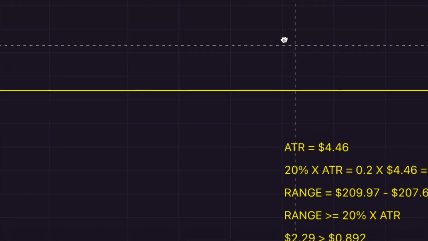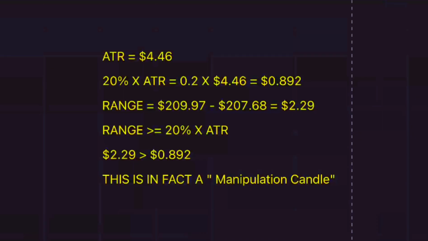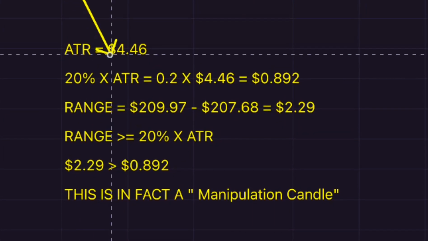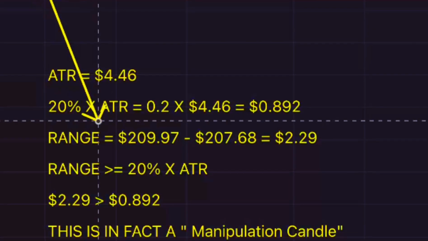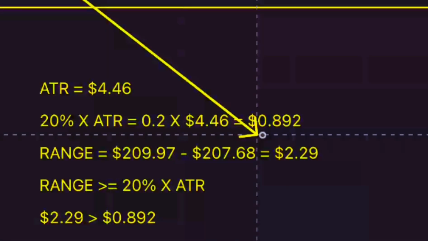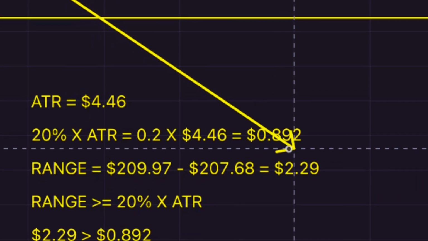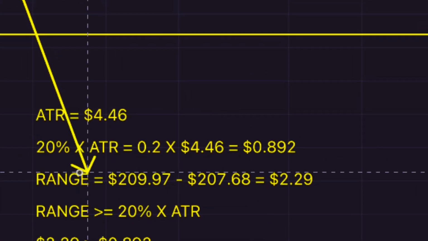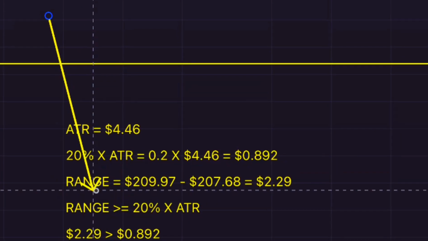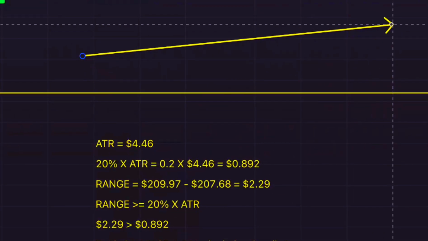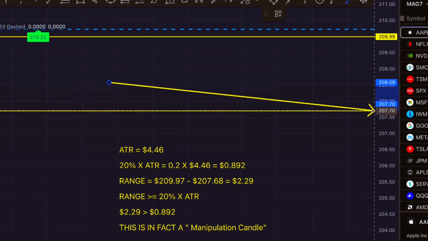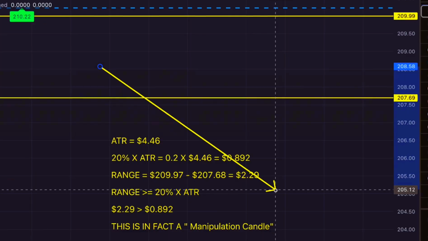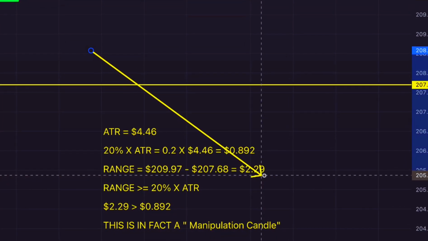Okay, so let's do the little math over here. We have the ATR equal $4.46. The 20% of that will give us $0.89. And we have the range equals the highest point, the candle range high, minus the candle range low, and the value of that gives us $2.29.